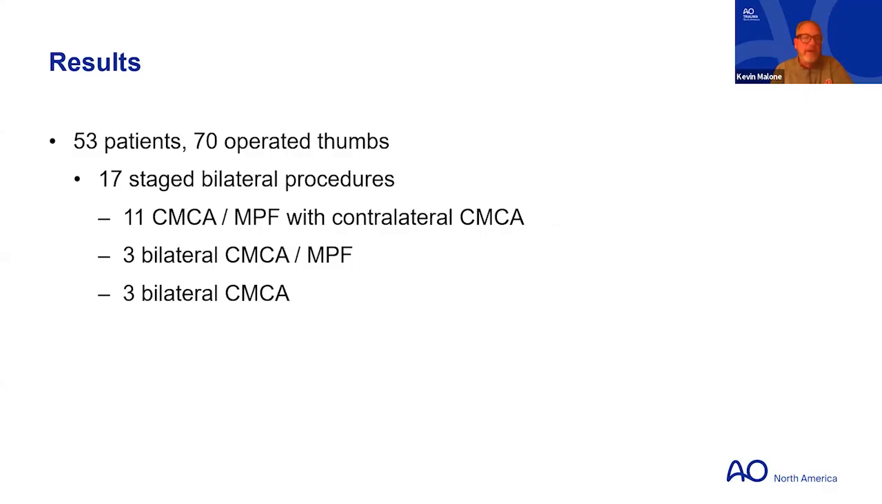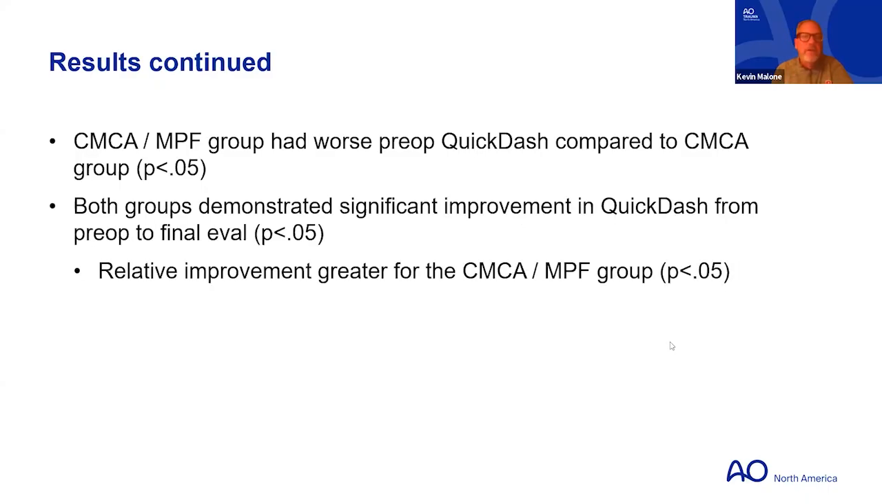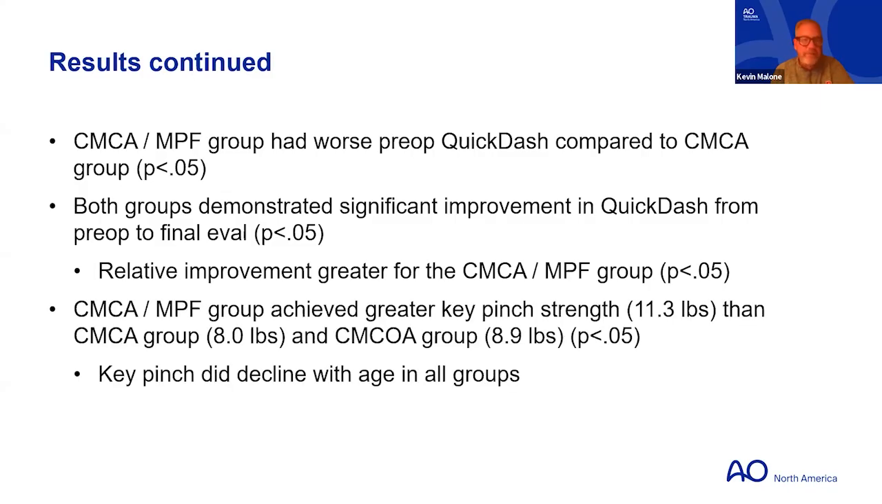11 of the patients who had combined arthroplasty fusion on one side had a contralateral CMC arthroplasty. 3 patients had bilateral CMC arthroplasty with MP joint fusion, and 3 had bilateral CMC arthroplasties. The group that underwent the arthroplasty combined with fusion had worse preop QuickDASH scores compared to the CMC arthroplasty alone, and these were statistically significant differences. Both groups had significant improvement in QuickDASH from preop to final exam, and the relative improvement was greater for the combined arthroplasty fusion group than the isolated arthroplasty, and that also was statistically significant.